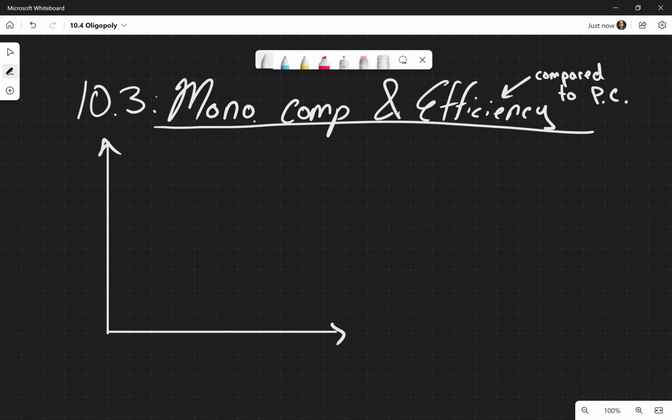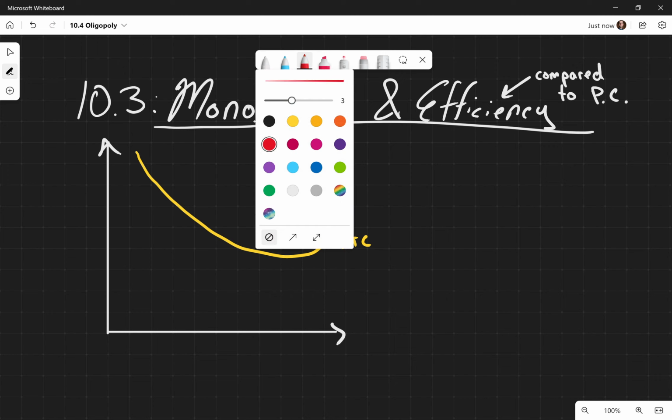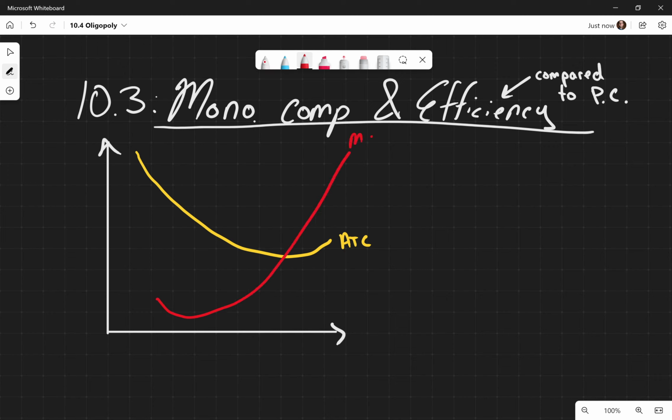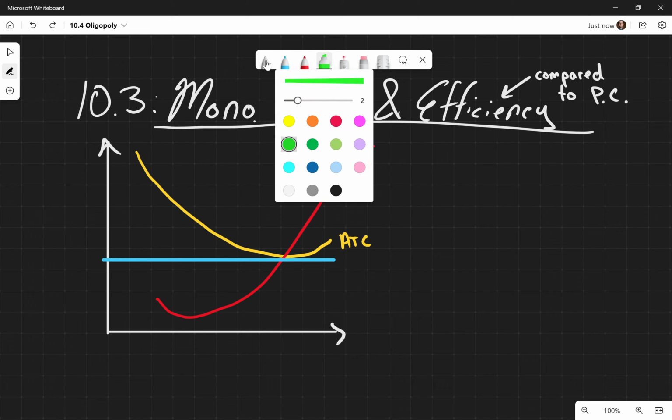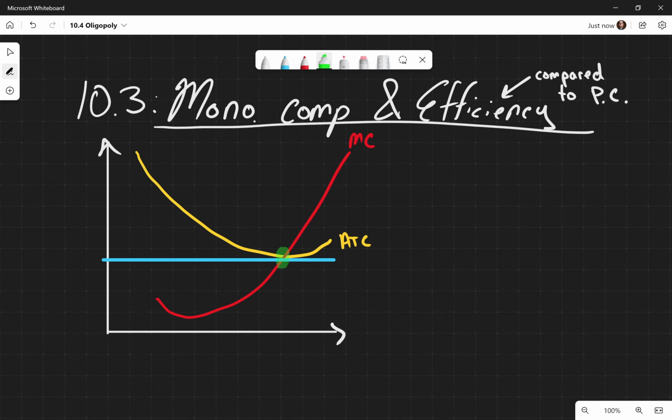So let's go back in time and talk real quick about that perfectly competitive situation, right? We have our average total cost curve. We've got a marginal cost curve. And we've got some sort of flat demand curve that ends up being exactly tangent to where the marginal cost and the average total cost meet. So it's this triple point right here, and this is our long run equilibrium, right?